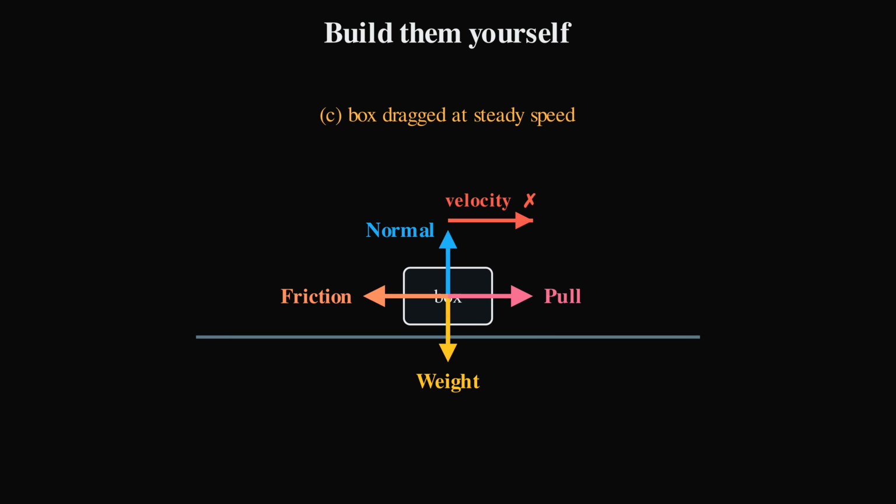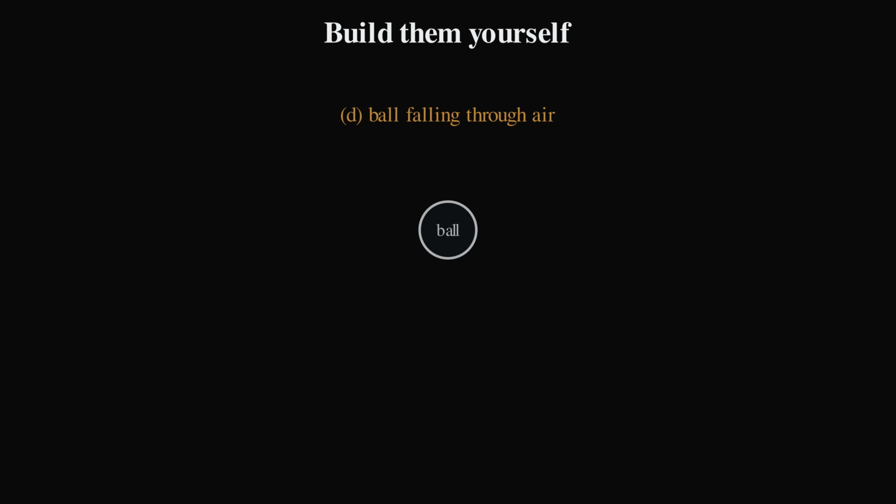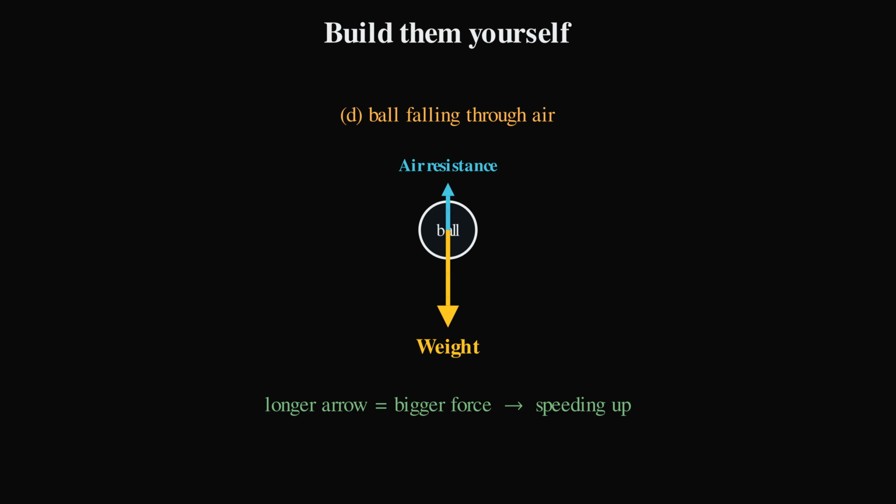Classic mistake, drawing velocity as a force. Motion is not a force. A ball falling through air. Weight is longer than air resistance, so the ball speeds up. Longer arrow means bigger force.